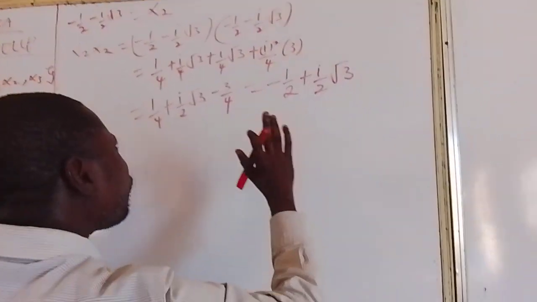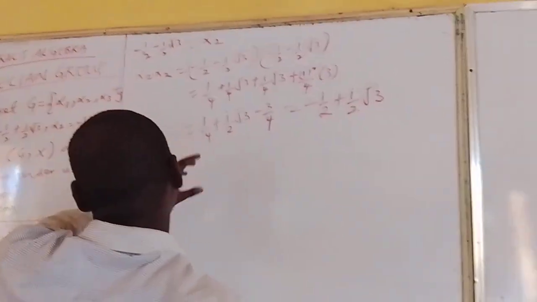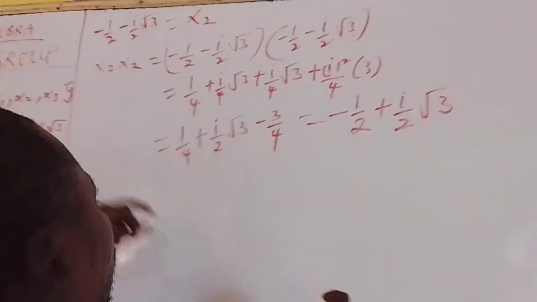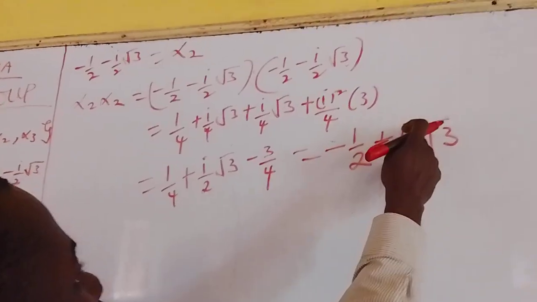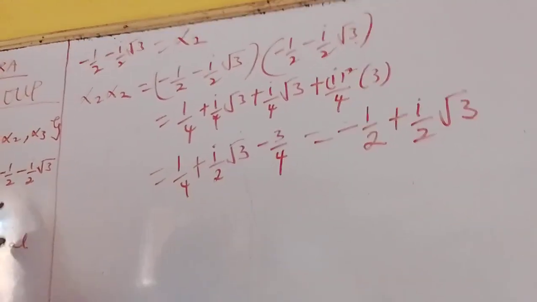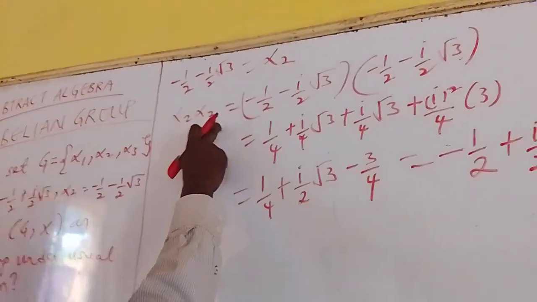Now let's check for this result here. We need to be very careful because of the imaginary numbers. That is why I'm taking my time to check, so that there will be no error. So this is minus half plus I over 2 root 3. So we are multiplying alpha 2 by alpha 2.